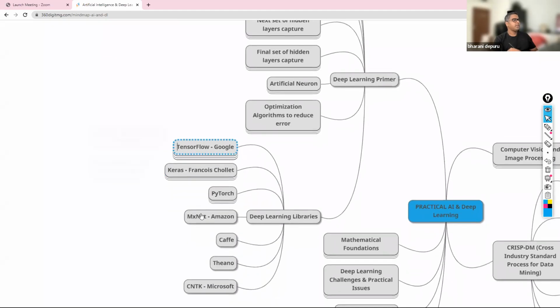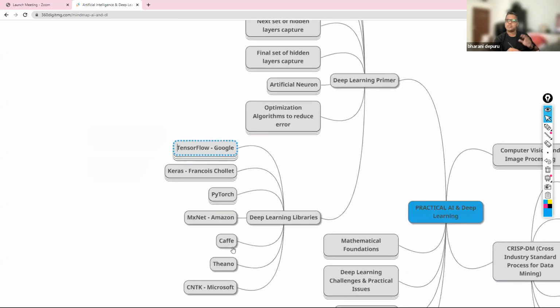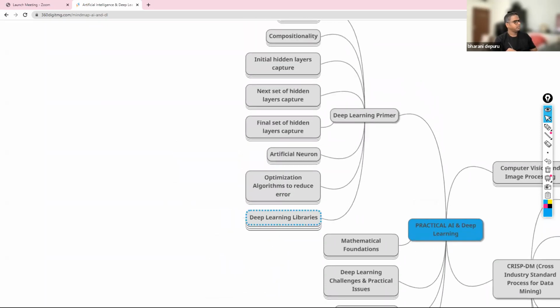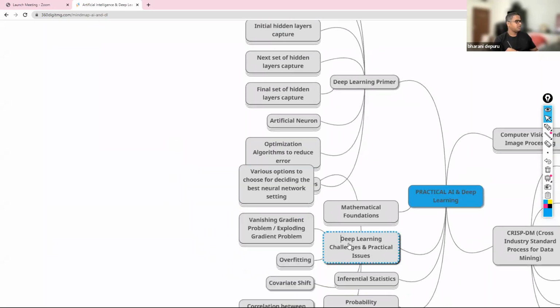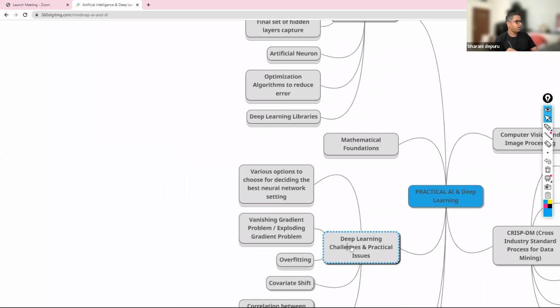And we have MXNet from Amazon. You have Caffe, which is quite old. Theano is the first deep learning library which was introduced to the world. But not many people are pursuing Theano or Caffe, so it's not being developed beyond a point. CNTK is a deep learning library from Microsoft. I think that is all that we have spoken about.